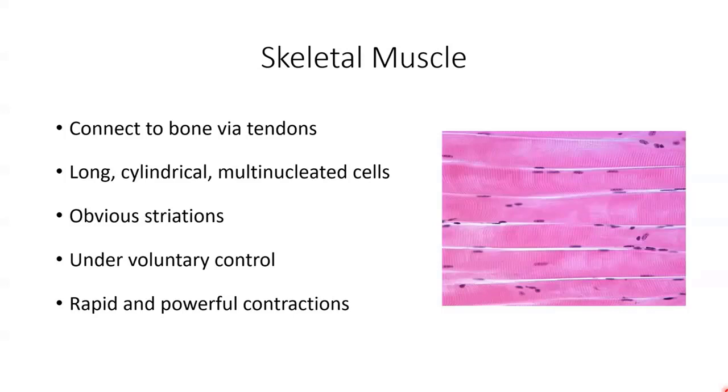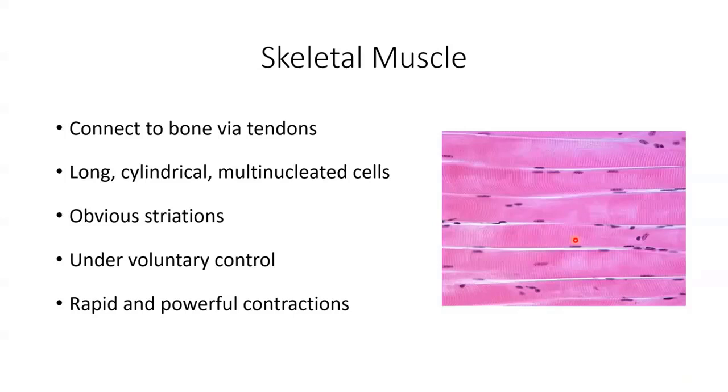Skeletal muscle cells, which are also called muscle fibers, are long and cylindrical. And they are also multinucleated, which just means they have more than one nucleus per cell. Skeletal muscle is striated, which means it has alternating light and dark protein bands, which give the tissue a bit of a stripy appearance. You can see those stripes running along these muscle fibers here.